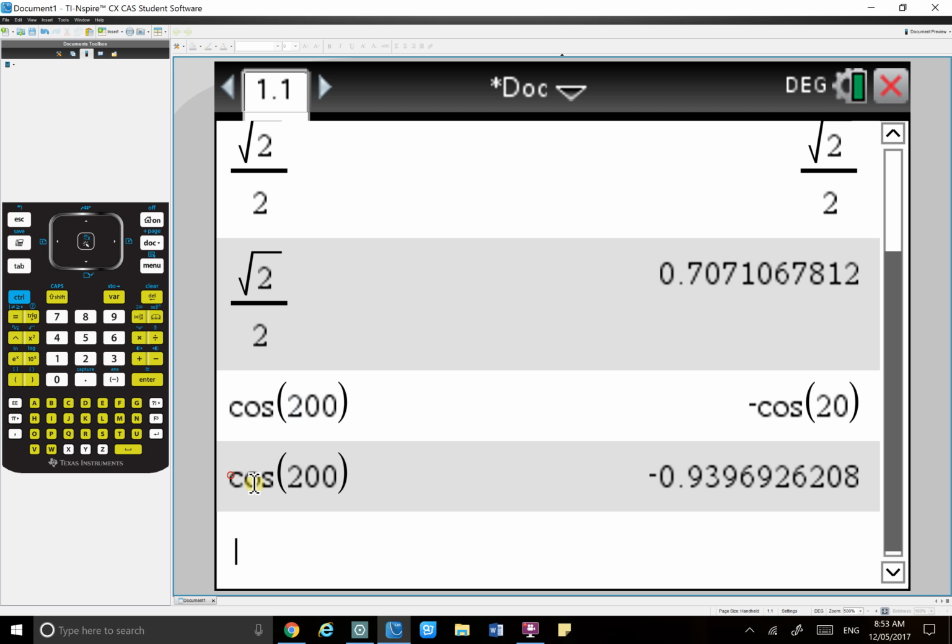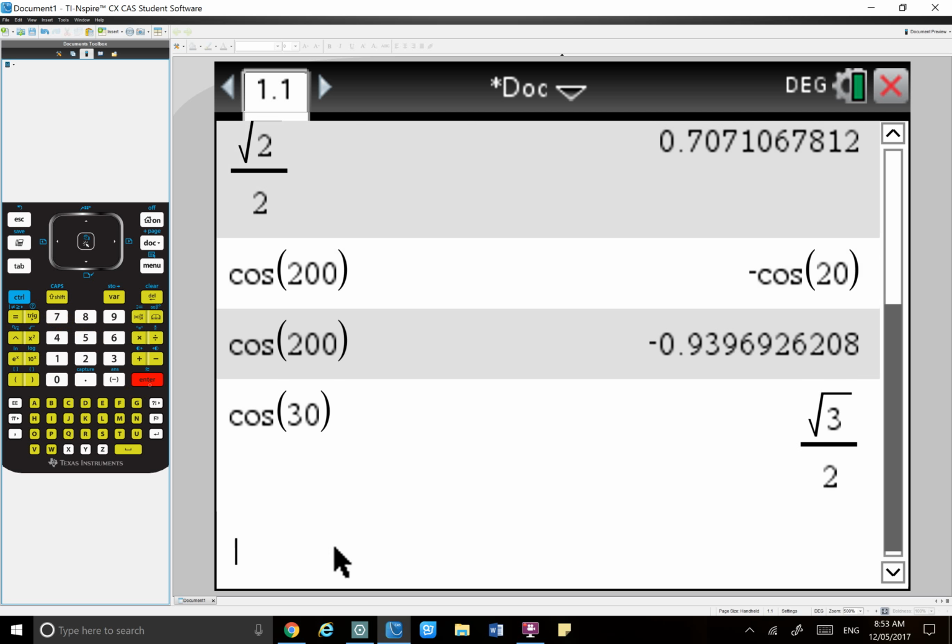But when I go for cosine 30 degrees and press enter, that gives me √3/2. I can write this number down on the paper, right? This number is an exact value, and I can express it accurately on the paper. For 200 degrees, I can't express it accurately, I can just say roughly it's about 0.94. By using the unit circle, you will say it's about -0.94. But cosine 30 is √3/2. It's exact.